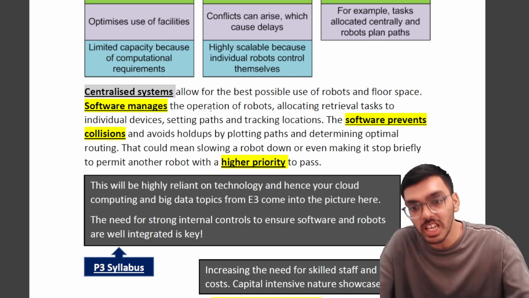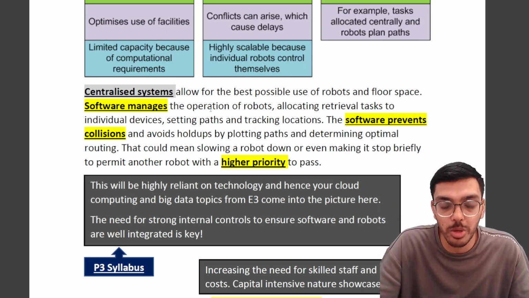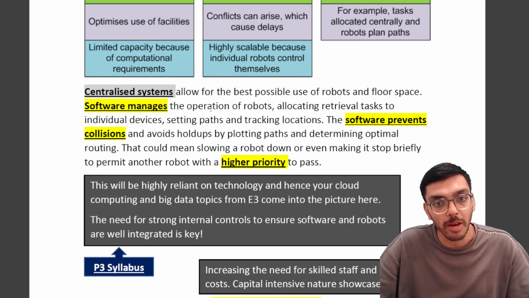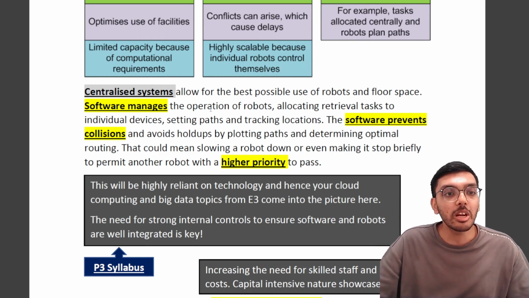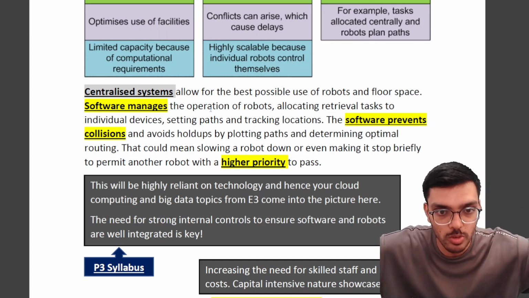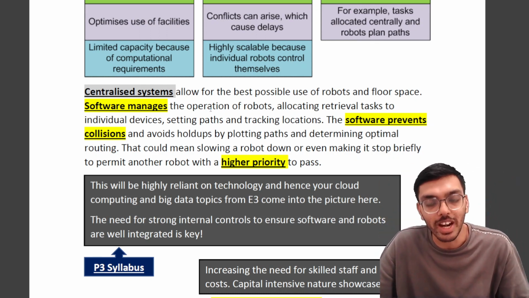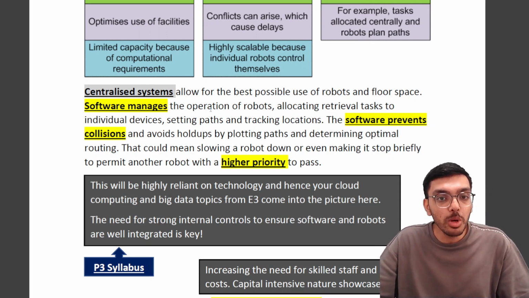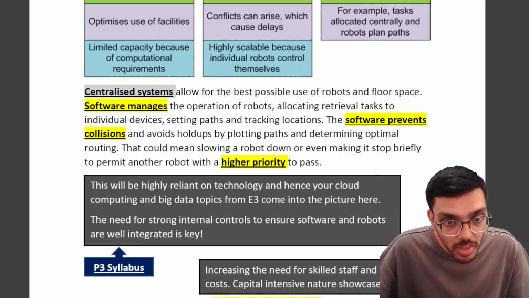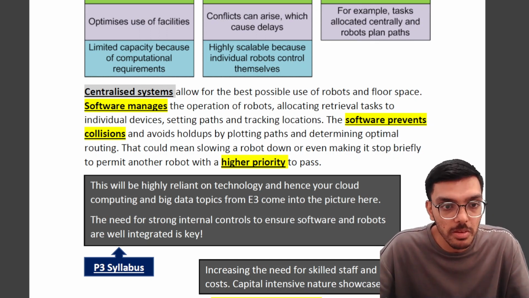So you can see where robot 1 is, you can send robot 1, stop robot 1, whatever you want to do. The software prevents collisions and avoids holdups by plotting paths and determining optimal routing. So robot 2 has to use this route, robot 3 has to use this route. You can decide all of that because everything is on one system, and it can help you prevent collisions as well. That would mean slowing a robot down or even making it stop briefly to permit another robot with a higher priority to pass. Easier because it's on one system.